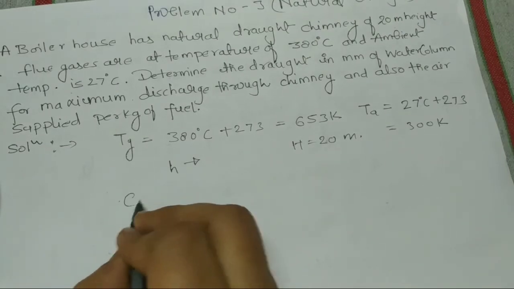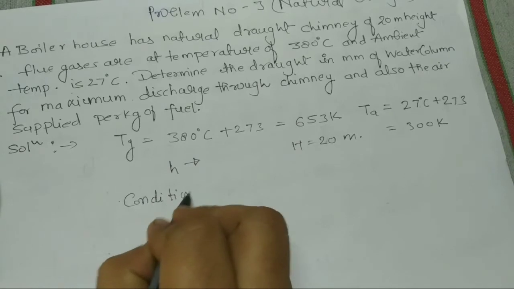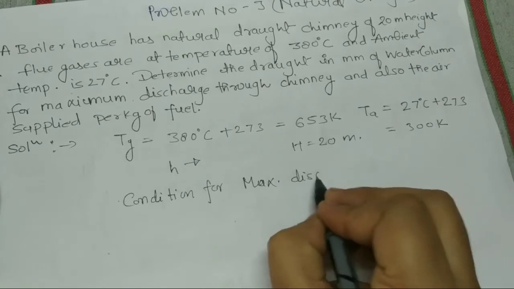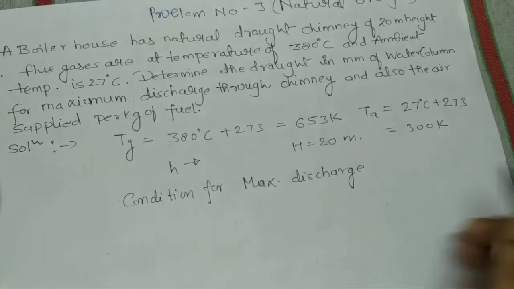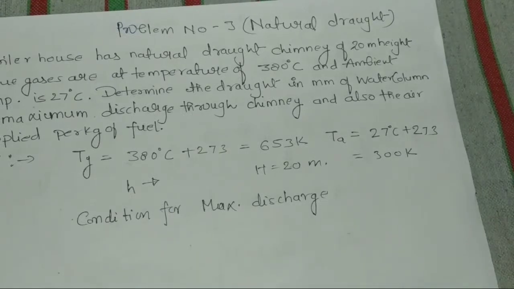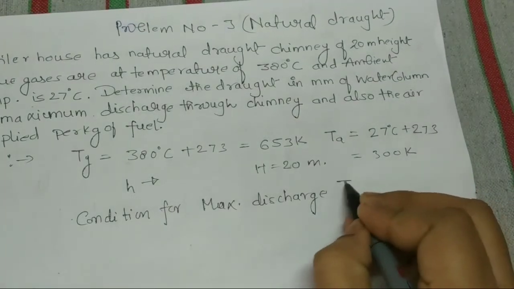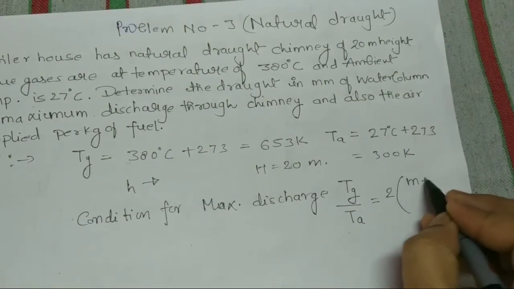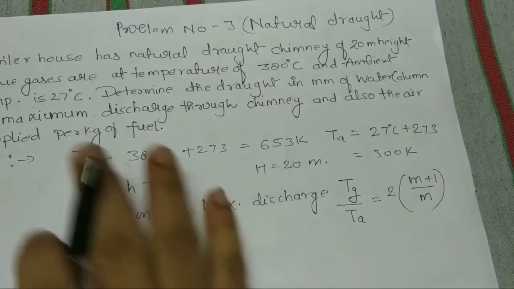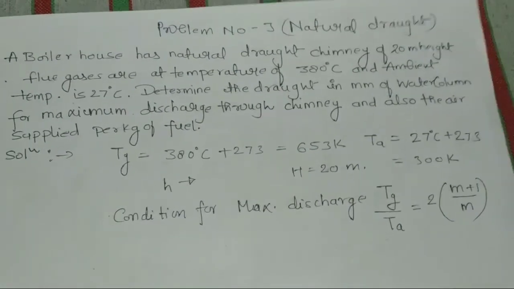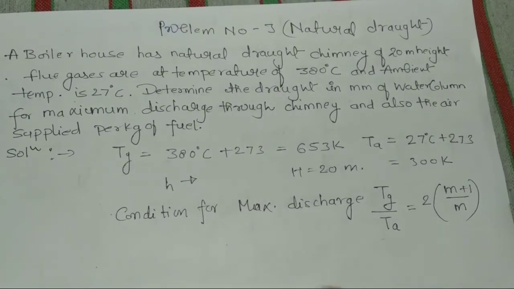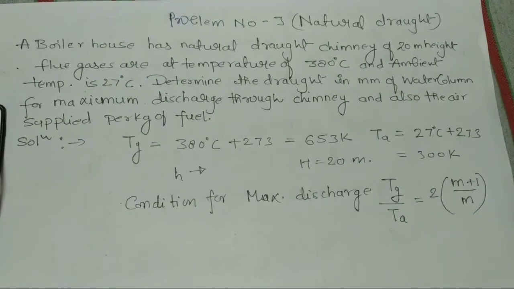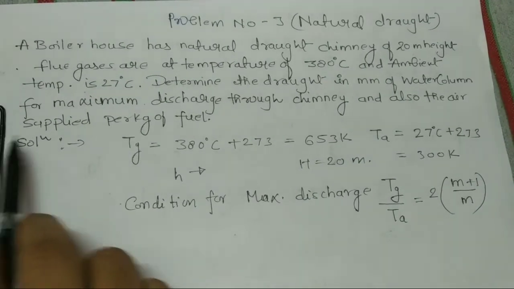we need to use the condition for maximum discharge. This is the condition when maximum flue gases will come out of your chimney. At that time the condition will be Tg upon Ta is equal to 2m plus 1 by m. You have seen that we solved two numericals previously. In both the numericals m was given, but in this question m is not given, but the condition is given, that is of maximum discharge.